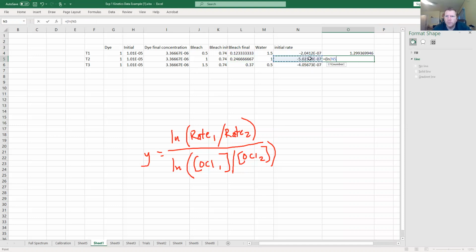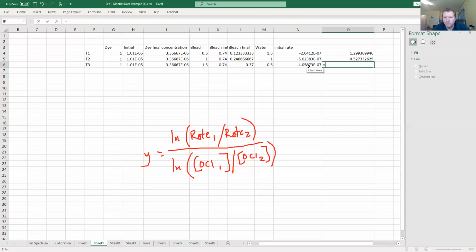I'm going to go with 2 to 3. So I'm comparing rate 2 and rate 3 with one another, divided by natural log of concentration of bleach. Oh, I'm missing something. Concentration of bleach divided by concentration of bleach, close, close, close.